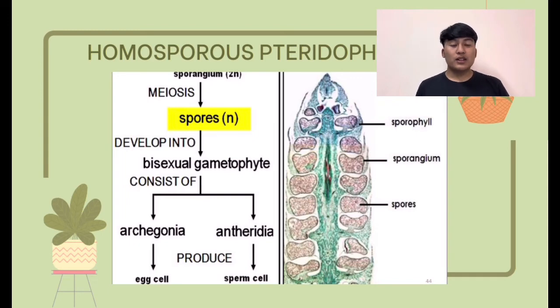We continue to the homosporous Pteridophytes. It starts with sporangium, which is 2N. Then it undergoes the meiosis process, which reduces the number of chromosomes by half, and then it becomes spores, which is N. Then spores will develop into bisexual gametophytes that consist of archegonia and also antheridia. Archegonia produce egg cells and antheridia will produce sperm cells.